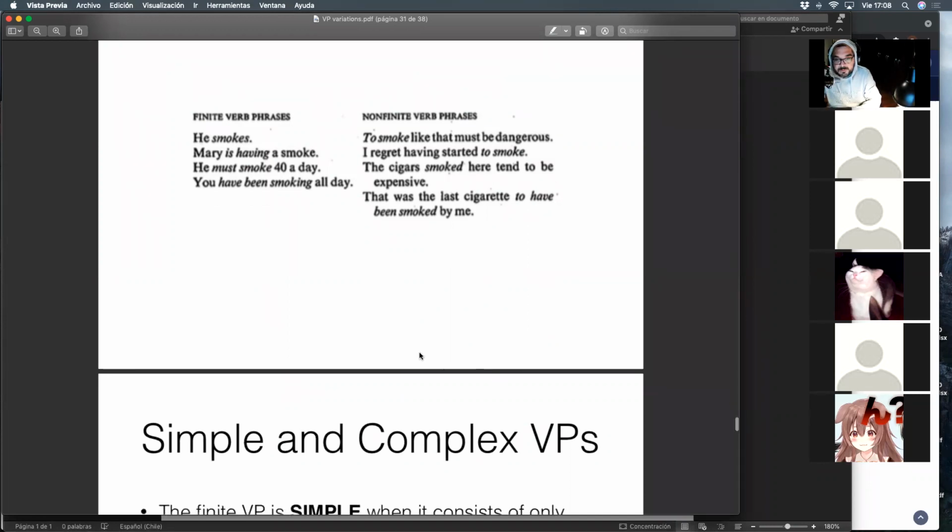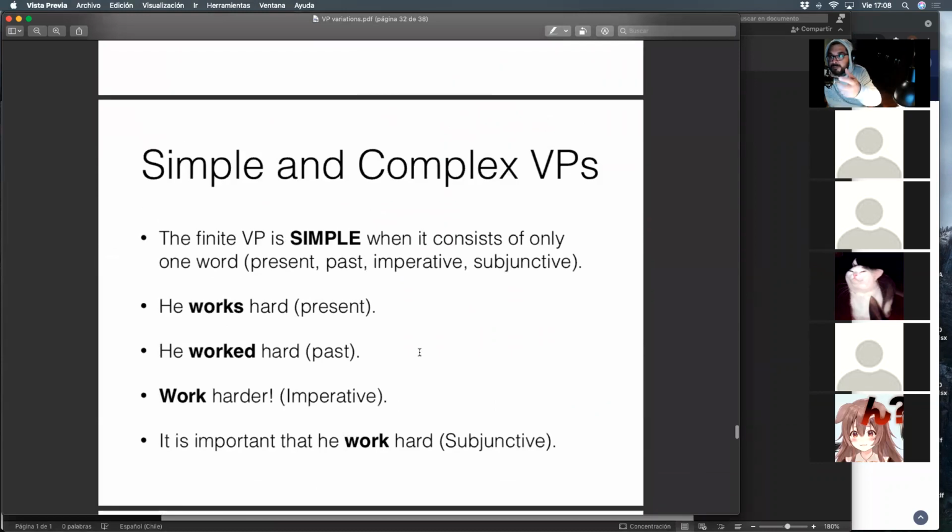Simple and complex verb phrases. Okay, here we have another content. The simple verb phrase is simple when it consists of only one word. Okay, therefore, he works hard. Works is a simple verb phrase. He worked hard, past. Worked is a simple verb phrase because it has only one single verb.